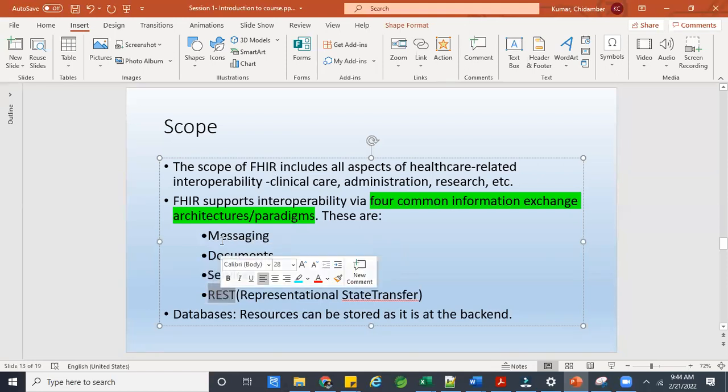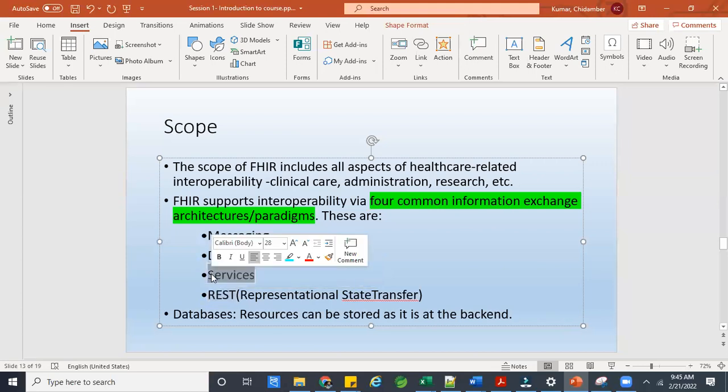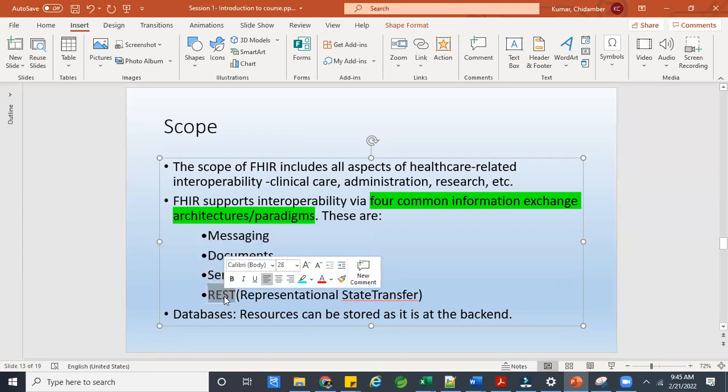Now coming to REST. One thing that is common between these three types is that they contain a set of information, a combination of information. As I mentioned, in messaging there is information about patient, appointment, and doctor. Similarly, in documents there is information about allergies, prescriptions, and lab reports. And in services there could be information about billing and the healthcare service that has been provided. In REST, you can have a combination of resources, or you can deal with only one piece of information independently. This is what makes it powerful.